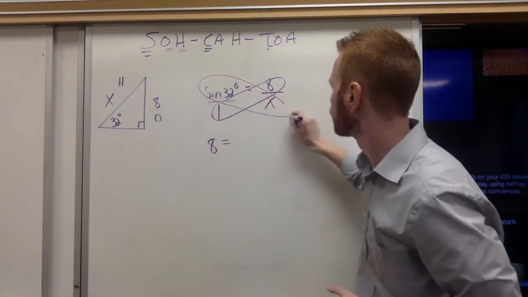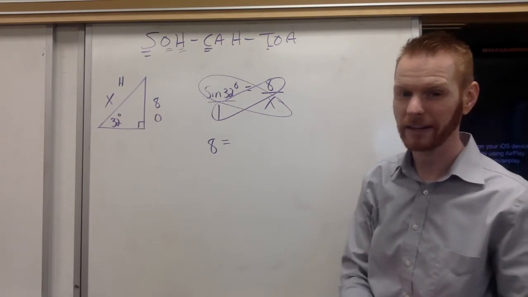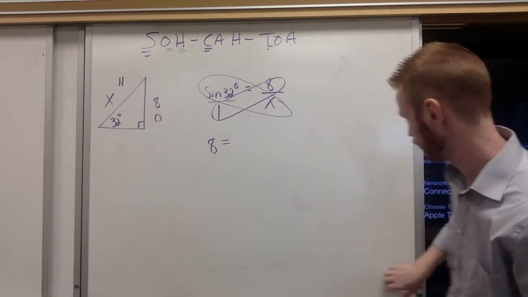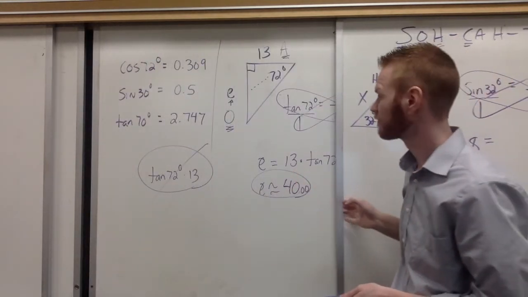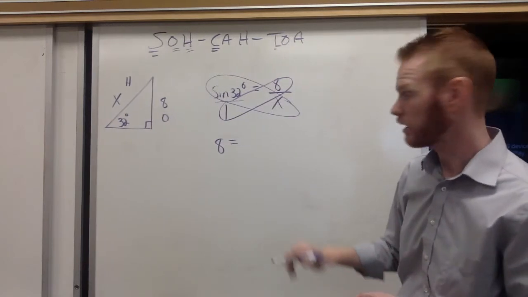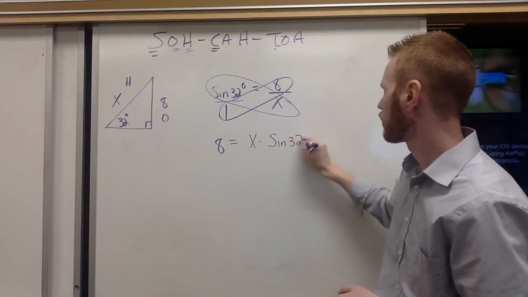Now, look at this guy. X times sine of 32. Now, how do you think we're going to write it? Just like the other problem. I put the number first, right? This one, I can do the same thing. I'm going to put the variable first, then multiply it by sine of 32 degrees.